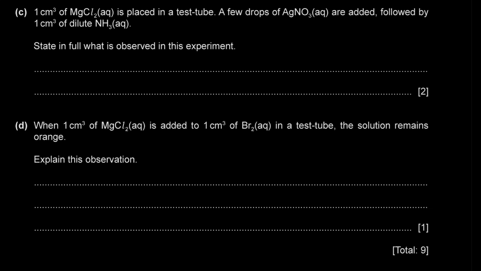One centimeter cube of magnesium chloride is placed in a test tube. A few drops of silver nitrate are added, followed by 1 cm cube of dilute aqueous ammonia. State in full what is observed in this experiment.